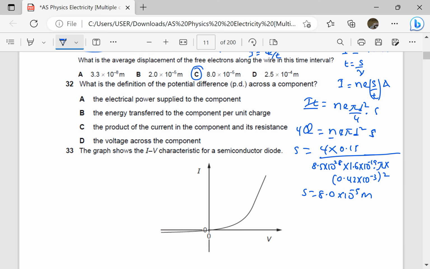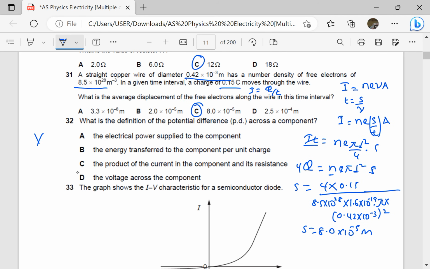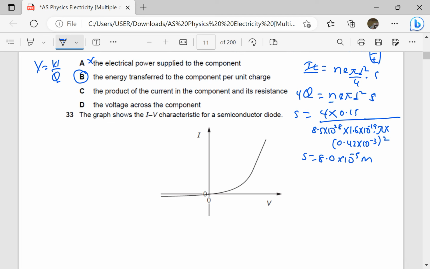What is the definition of potential difference across a component? We know that V is the work done per unit charge. In other words, the energy transferred from electrical to thermal energy per unit charge. So let's check. Electrical power supplied to the component, not at all. The energy transferred to the component per unit charge. So this is going to be B. Energy transferred from electrical to thermal per unit charge in the component.